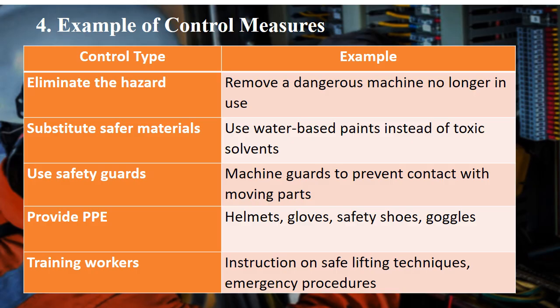Example of control measures. We have examples on the other side and the control type. If, let's say, eliminate a hazard. So if we have to eliminate the hazard, an example is remove a dangerous machine no longer in use. Substitute safer material. Use water-based paint instead of toxic solvent. That's a classic example of substitute safer materials.